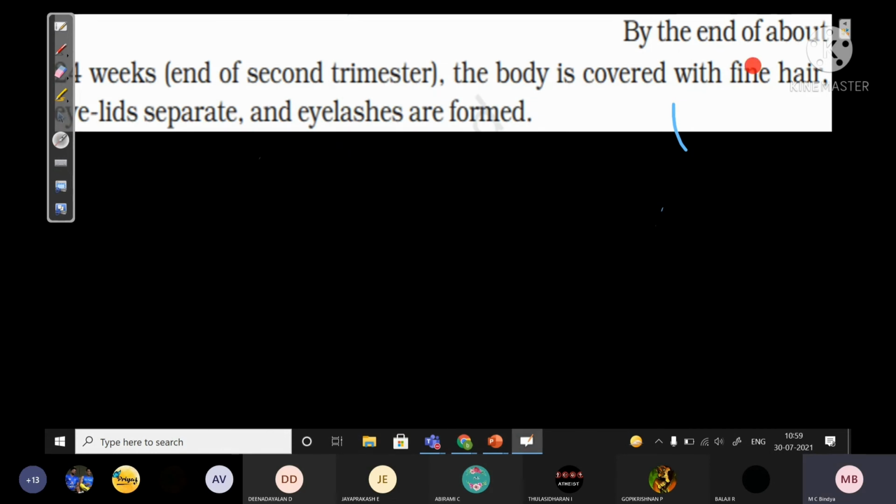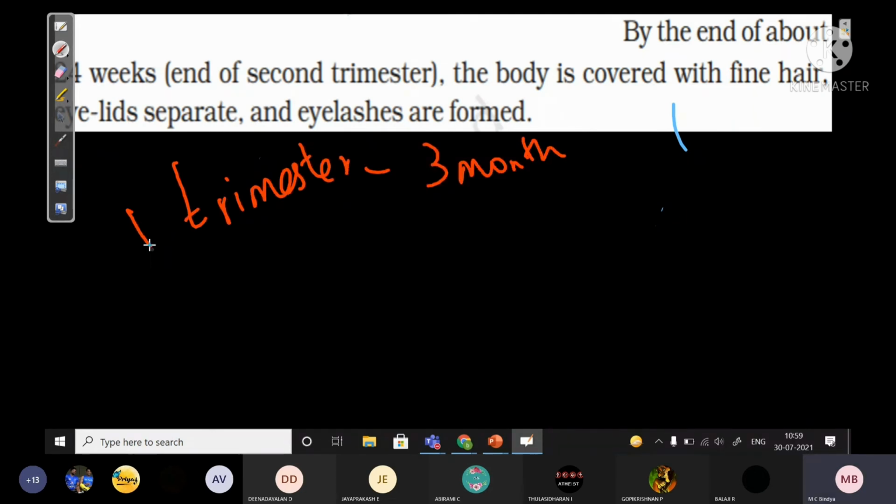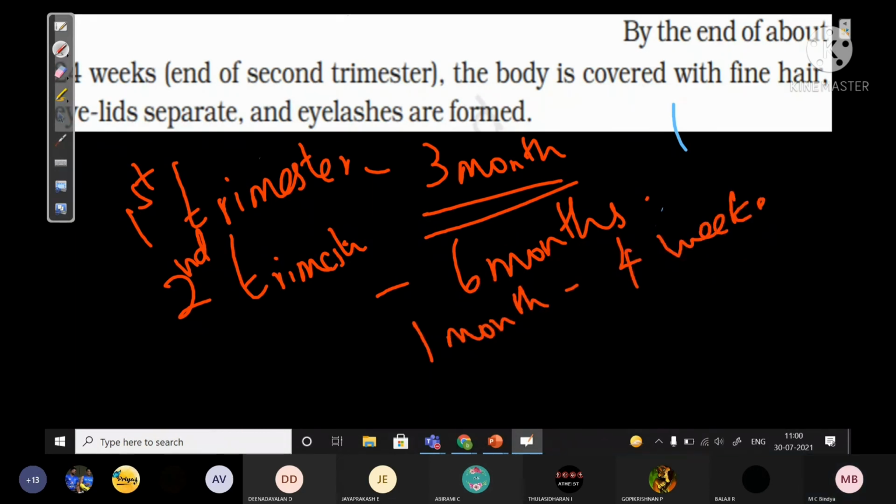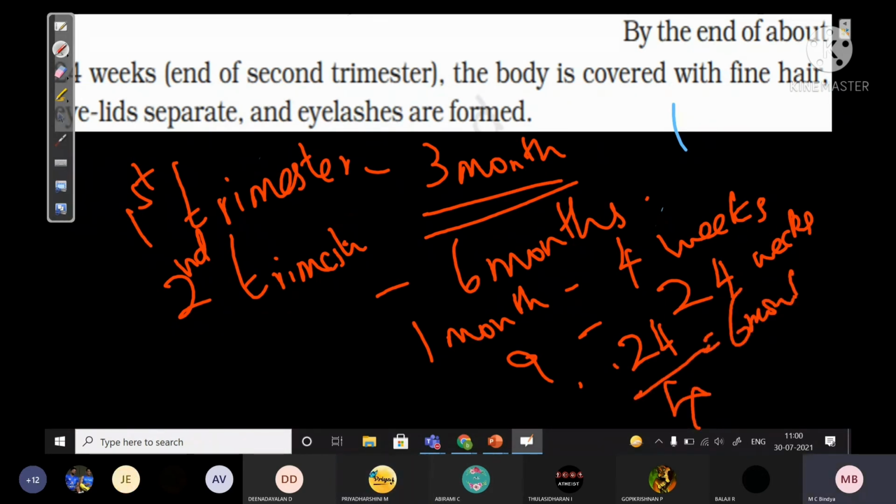Now, by the end of 24 weeks, that means by the end of the 2nd trimester. Now, what is this trimester? One trimester means 3 months. So the first trimester means the first 3 months, and the 2nd trimester means the next 3 months also. That means totally 6 months. And you know that 1 month has 4 weeks. So 24 weeks means how many months? 24 by 4, 6 months. So they are talking about 6 months here, okay?